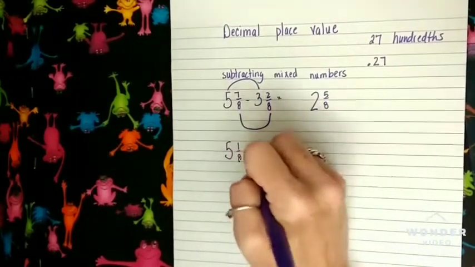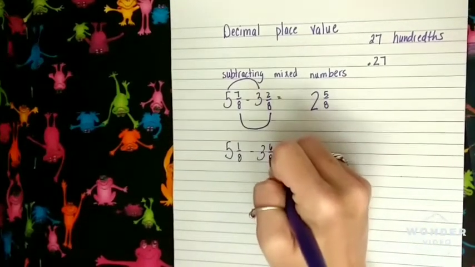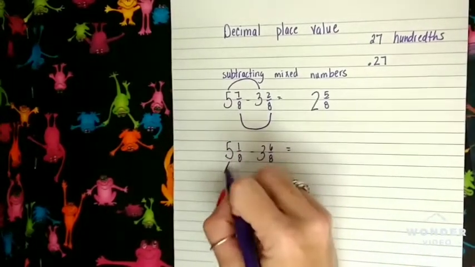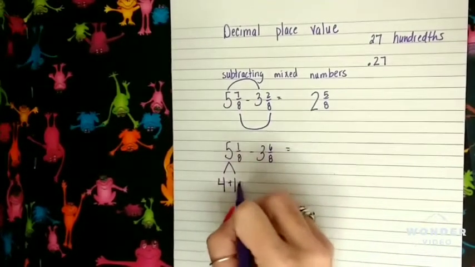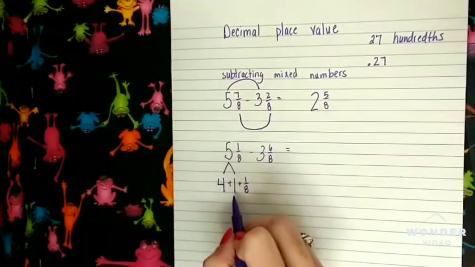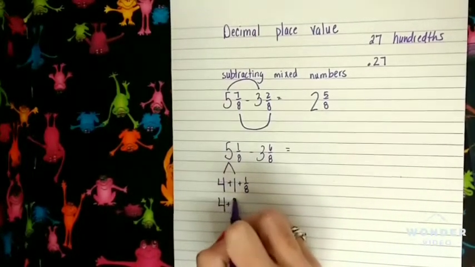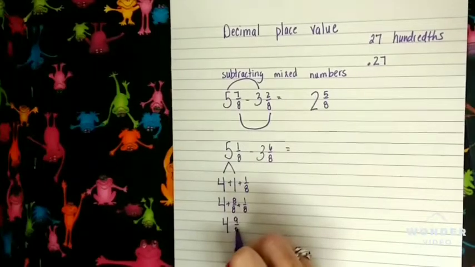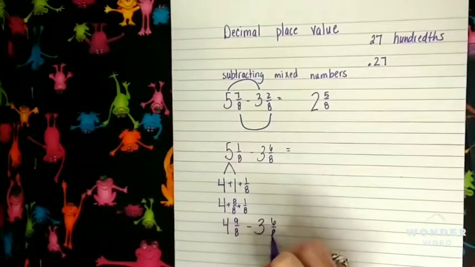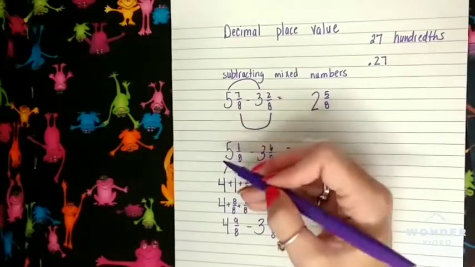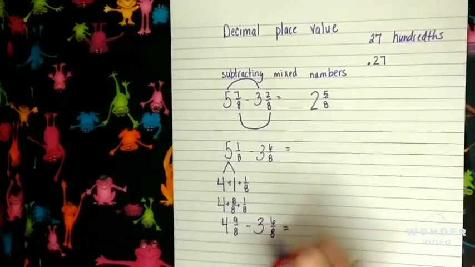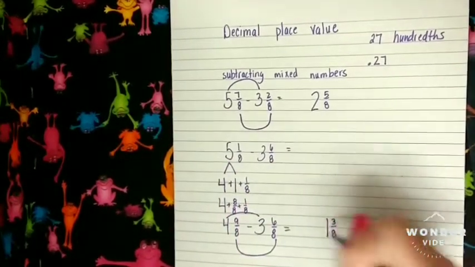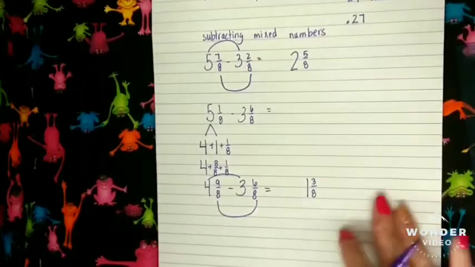5 and 1/8 minus 3 and 6/8. I can't take 6 from 1, so I have to decompose this into 4 plus 1 plus 1/8, and then I turn this 1 into a fractional whole, so 4 plus 8/8 plus 1/8, and this equals 4 and 9/8 minus 3 and 6/8. So I just have to break this apart to 1 plus something else, whatever it equals. And now I can do this. 9 minus 6 is 3/8. And then 4 minus 3 is 1. So they have to be able to subtract mixed numbers.